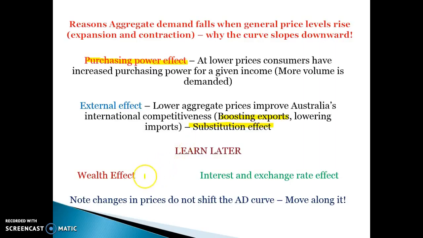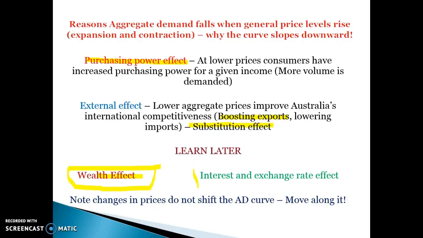There are two other effects. There's the wealth effect and the interest and exchange rate effect. Just really briefly, the wealth effect basically says that when inflation's really high, people's house prices aren't worth as much, so they generally don't buy as many products. And the second one we'll learn a lot more in detail later on in the year, but basically when inflation's high in Australia, interest rates rise, and when interest rates rise, the Australian dollar appreciates, and when the Australian dollar appreciates, people overseas don't want to buy our products because they're too expensive.